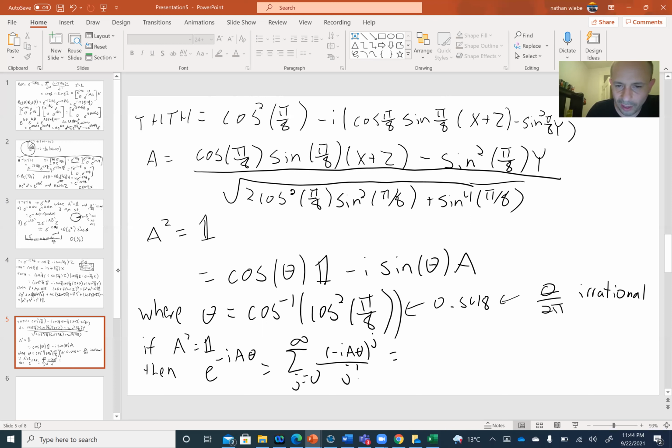This is actually just equal to cosine theta I minus I sine theta A. So this actually matches. The operator that we build with these three products can be written in this form, e to the minus I a theta, where theta is this irrational angle.